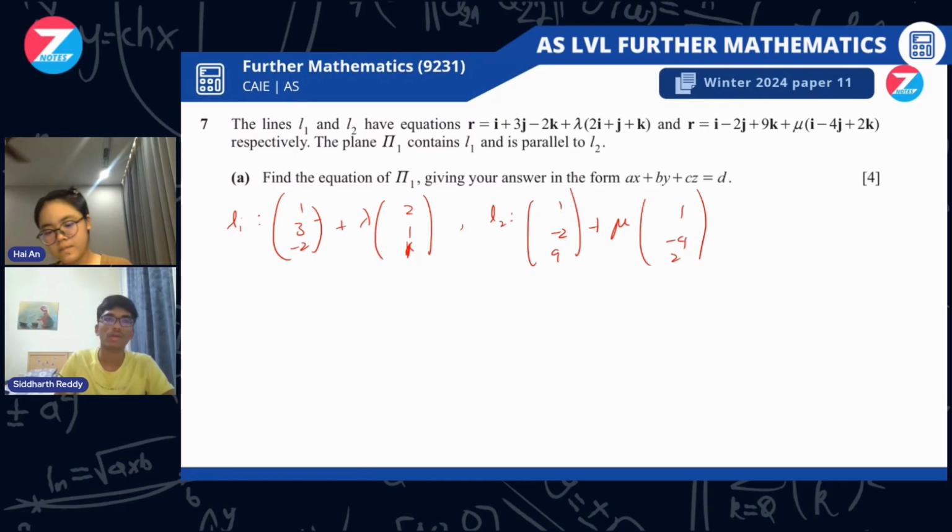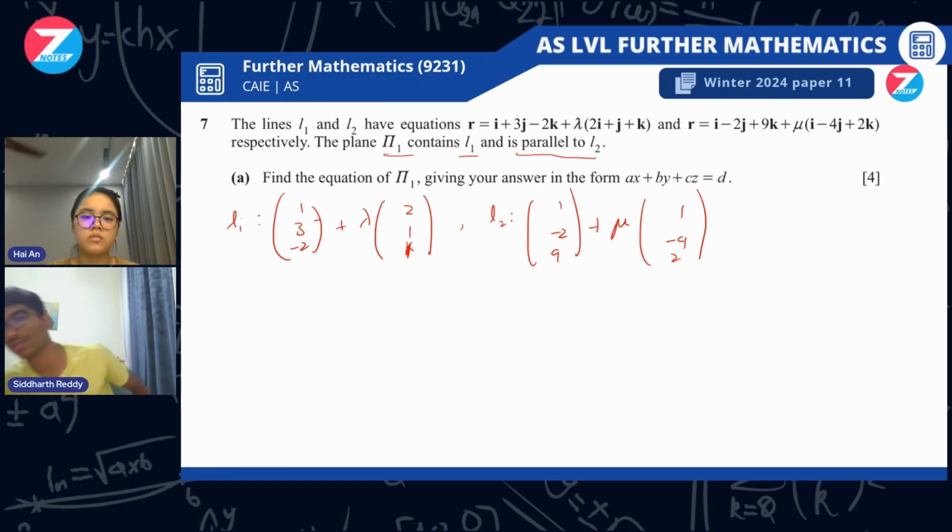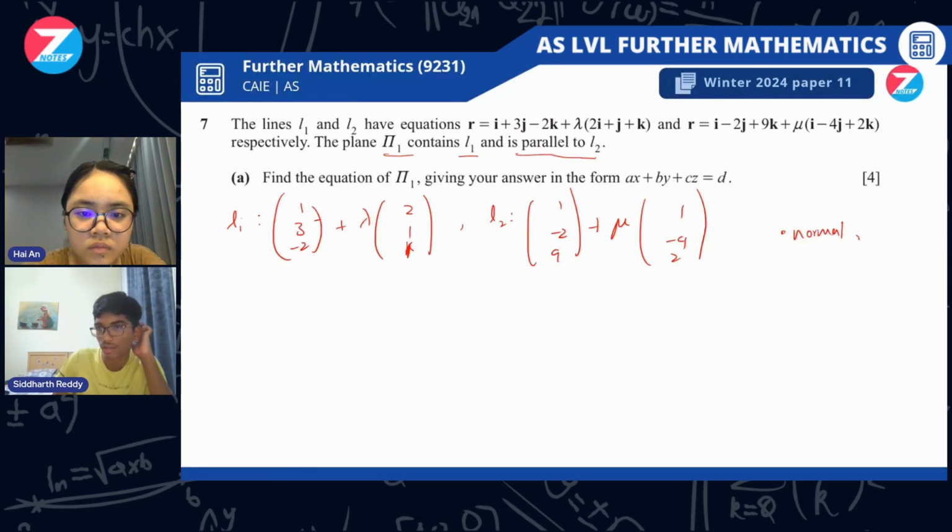So the plane pi1 contains L1 and is parallel to L2. Find the equation of pi1, giving the answer in the form ax plus by plus cz is equal to d. So in order to find the Cartesian equation of a plane, we need two things. We need the normal vector of the plane and we need a point on the plane.